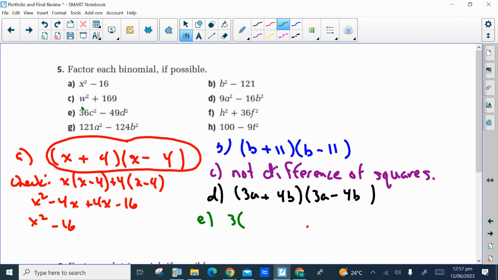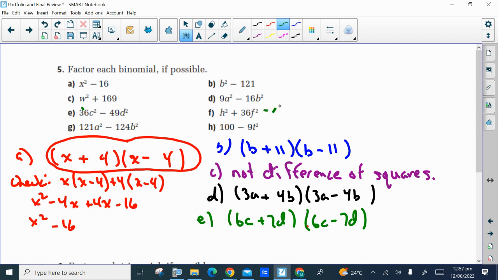Oh, E. I was looking at G. Okay, thank you. Question E is difference of squares. The square root of 36c squared is 6c. Square root of 49d squared is 7d. One's a plus, one's a minus. It's factored.